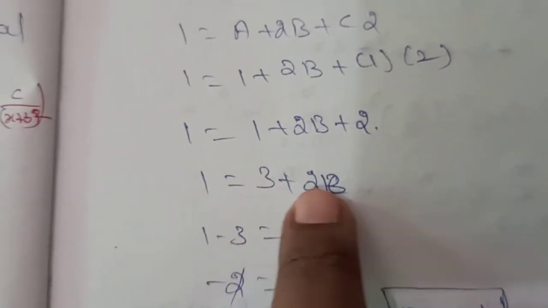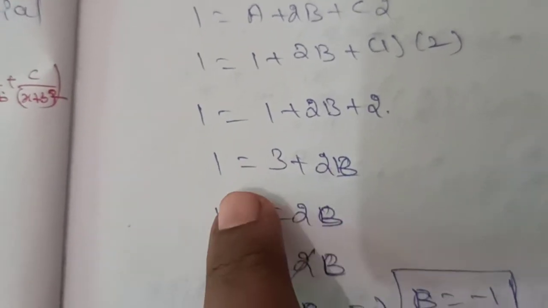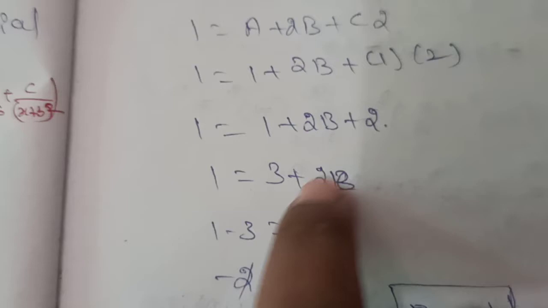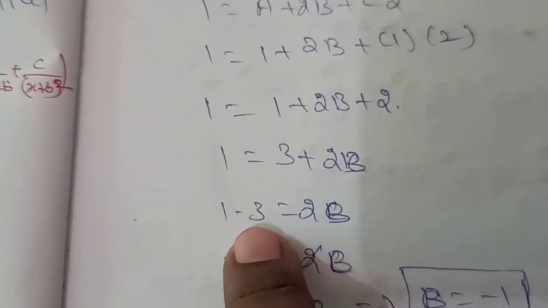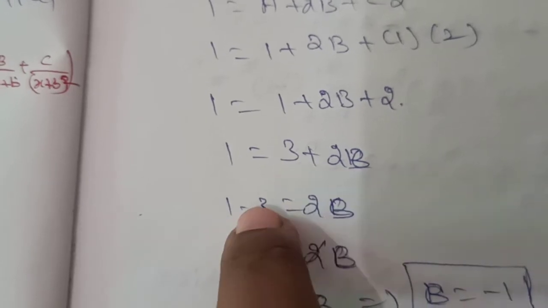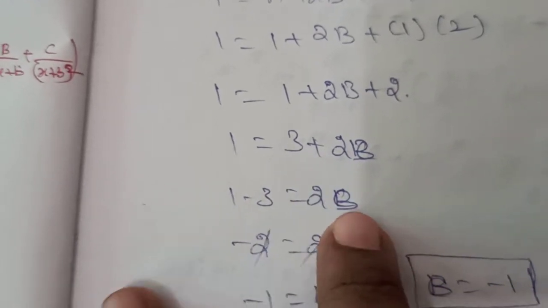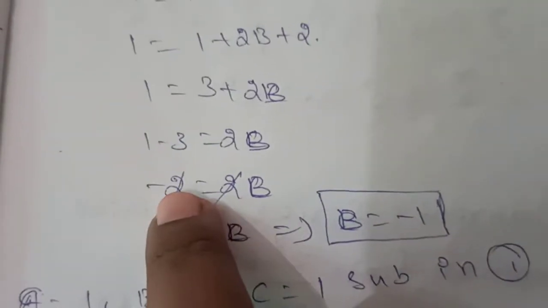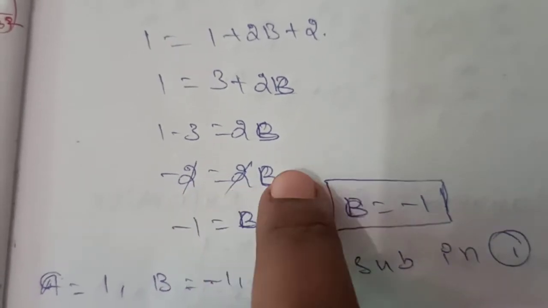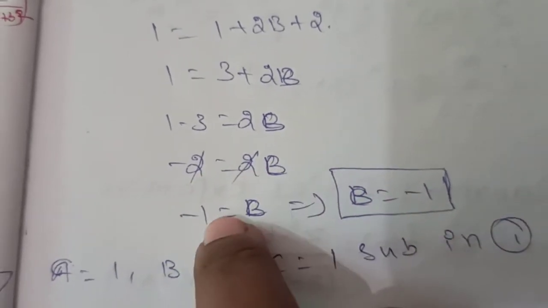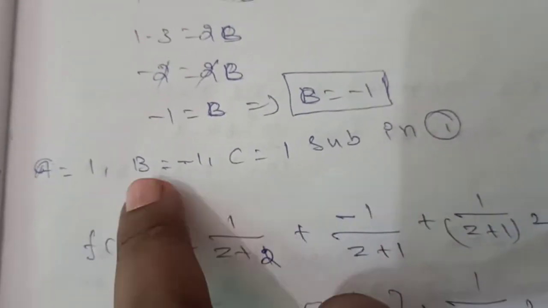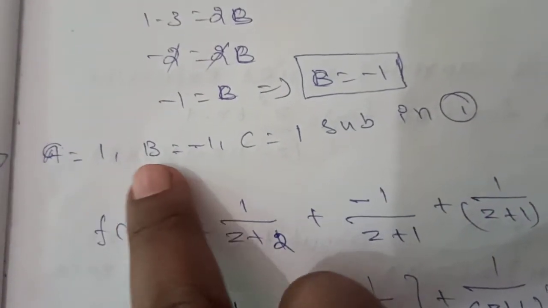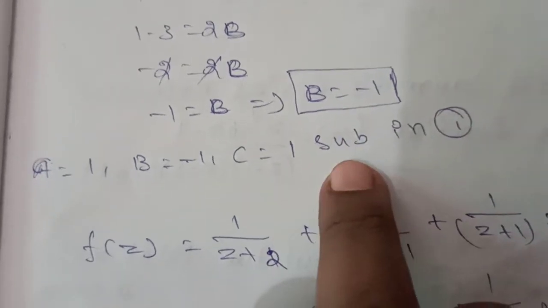Next, add the constant terms only: 1 plus 2 becomes 3, plus 2b. Now the left side becomes the constant only: 1 minus 3 equals 2b, so minus 2 equals 2b, and the 2s cancel. Therefore b equals minus 1. So the values are a equals 1, b equals minus 1, c equals 1.